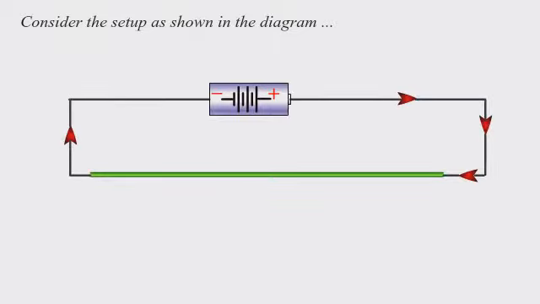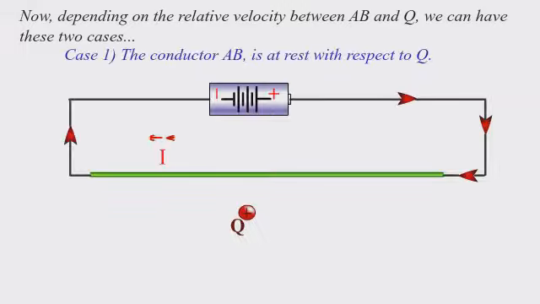Consider the setup as shown in the diagram. A wire is connected to the two terminals of a cell to make a closed circuit, and let I be the current flowing through it. AB is a very long straight portion of the current-carrying wire. Let Q be a test charge positioned near the conductor AB. Now, depending on the relative velocity between AB and Q, we can have these two cases.